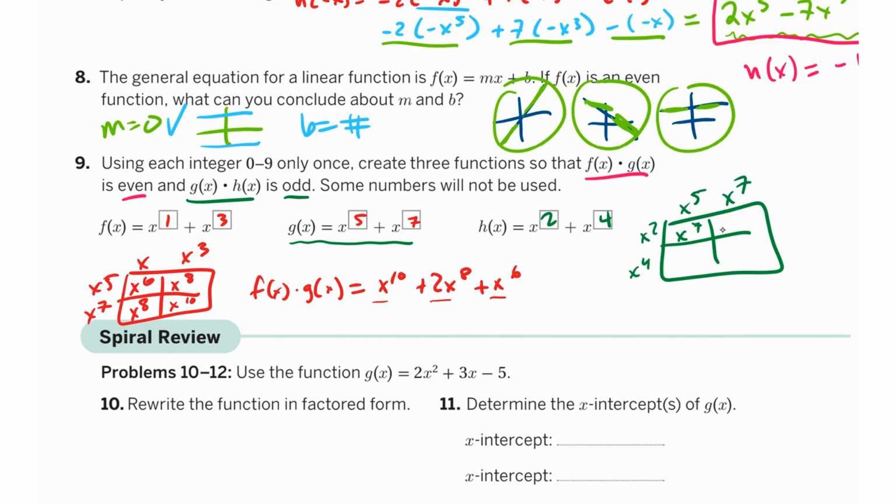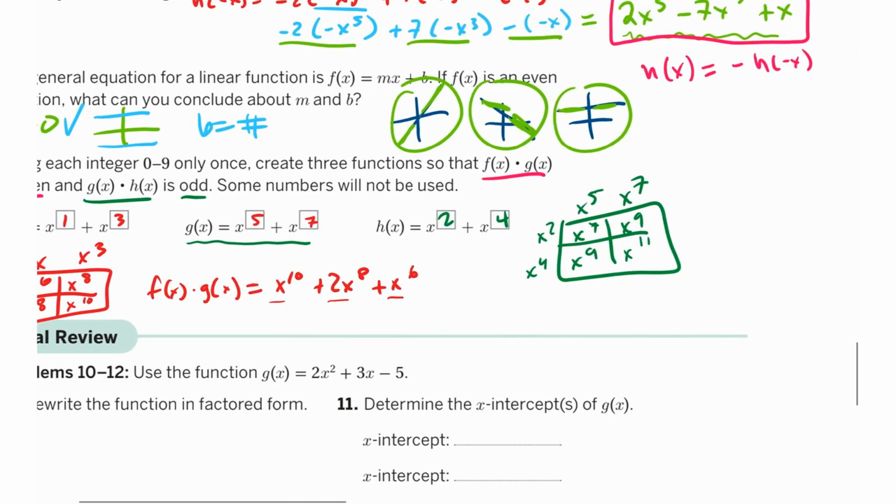Now when I multiply all of these out, I end up getting all odd exponents. So I get g of x times h of x, which is equal to x to the power of 11 plus 2x to the power of 9 plus x to the power of 7. And so since all of those exponents are odd, that would give me an odd function.